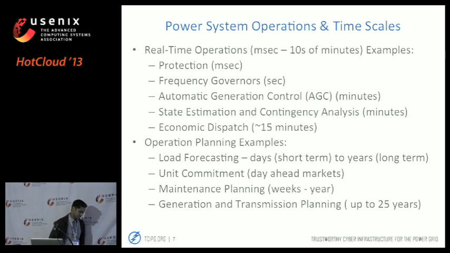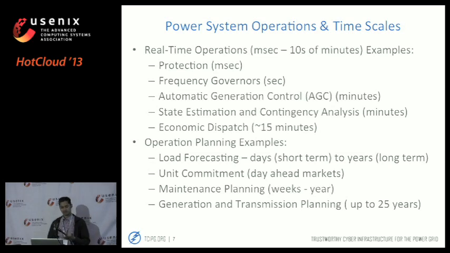So here are examples of the kind of operations that take place in these systems and the timescales. There are real-time operations, and real-time in the internet or computing sense is quite different from real-time for the power folks. The fastest right now is probably the protection system. They have to make decisions within 4 milliseconds to take actions on the system. So that's the order they have to work at. And then slowly you go up. You have frequency governors and generation control, and it goes from seconds to minutes.